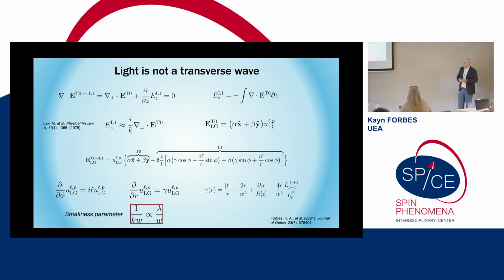The longitudinal field is proportional to this so-called paraxial parameter, 1 over kW, where k is the wave number and W is the beam waist. That's proportional to lambda over W. So unless lambda and W are somewhat similar, the longitudinal part is very, very small. That's why paraxial optics works so well in most situations. But it will not work if you focus the beam down to the tight focusing regime. This is called first order longitudinal because it's first order in the parameter, and that's zeroth order transverse because it's zeroth order in the parameter. That's where the order thing comes from.